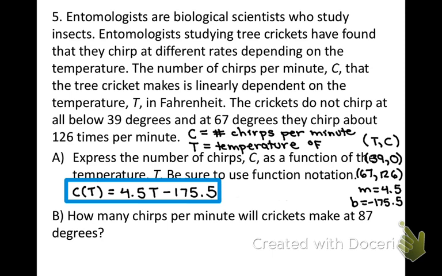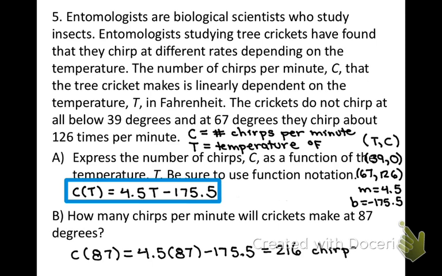Now, in part B, it says how many chirps per minute will crickets make at 87 degrees. So we are plugging in 87. We're looking for C of 87. That's going to be 4.5 times 87 minus 175.5, which will give me a total of 216 chirps per minute.